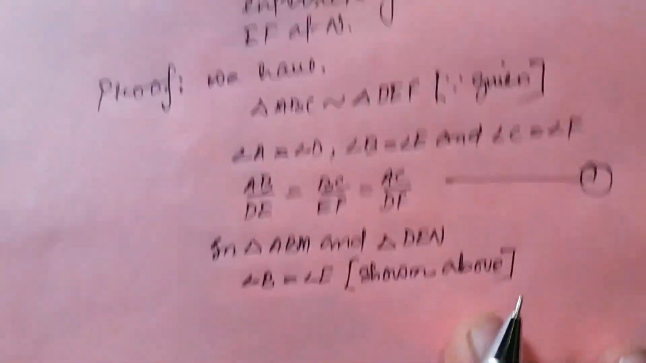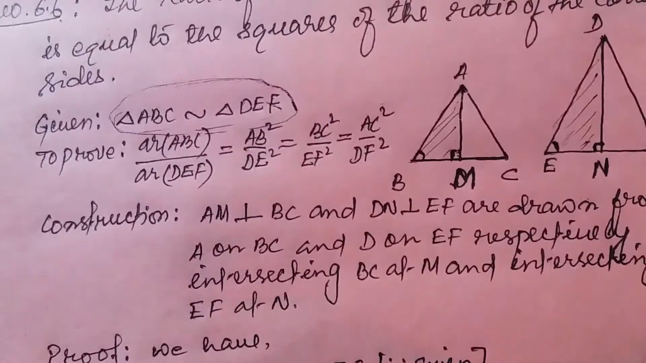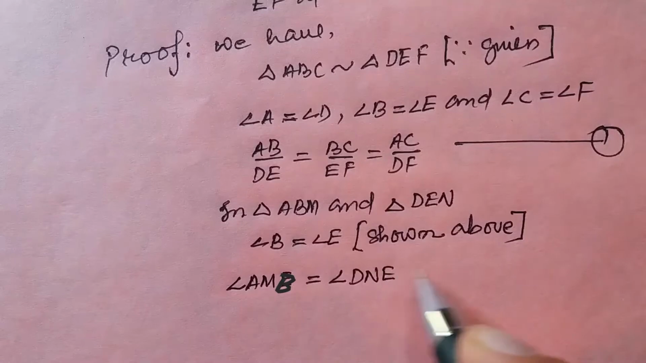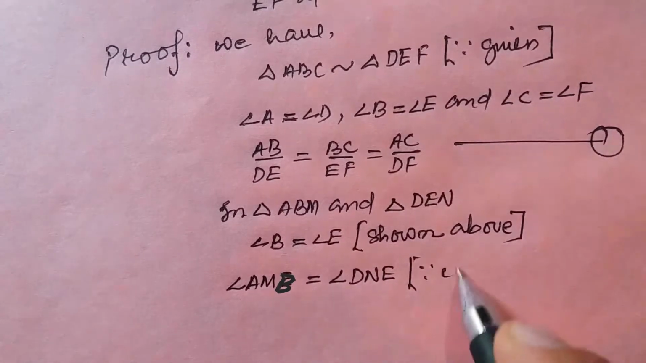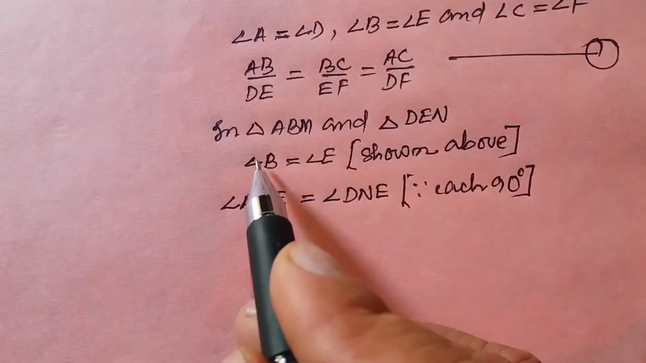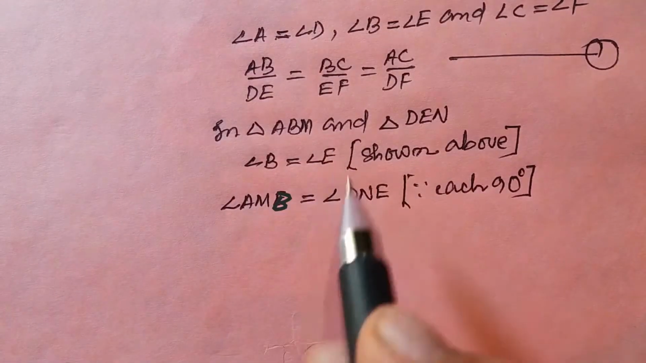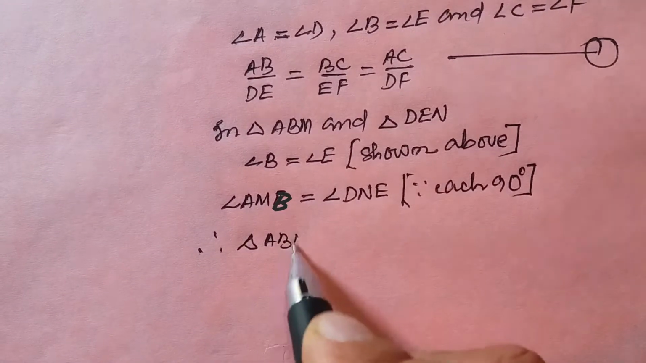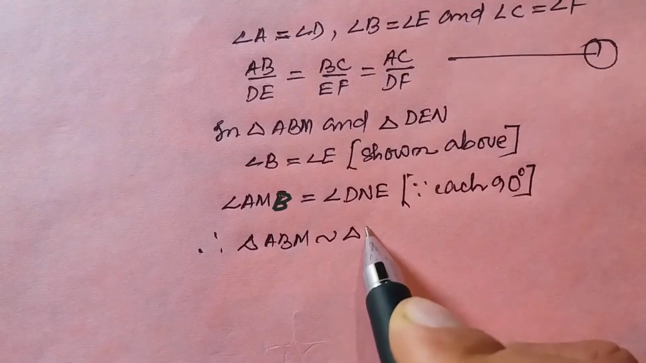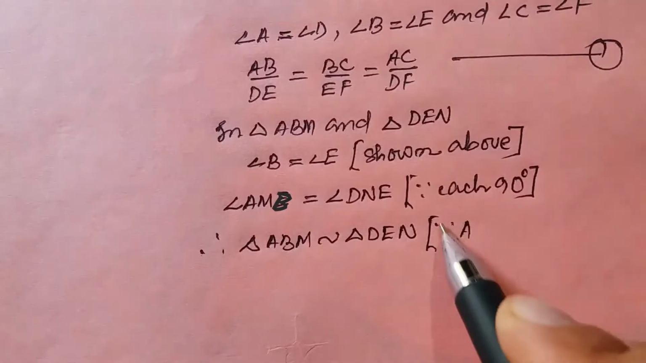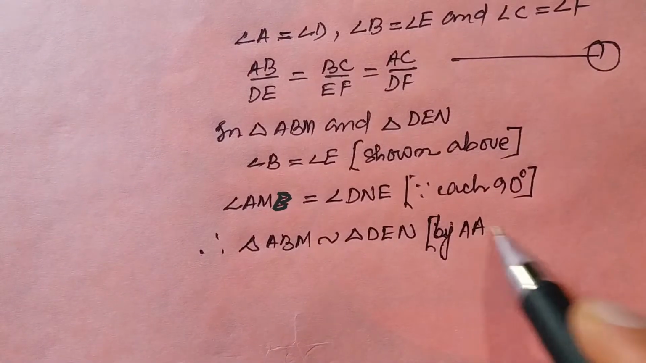And also angle AMB is equal to angle DNE. This is since each of them is 90 degrees by construction. So now here, since two angles of one triangle are equal to two angles of another triangle, therefore by AA similarity these two triangles are similar. Triangle ABM is similar to triangle DEN, by AA similarity.